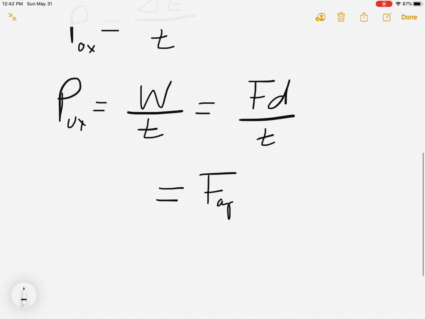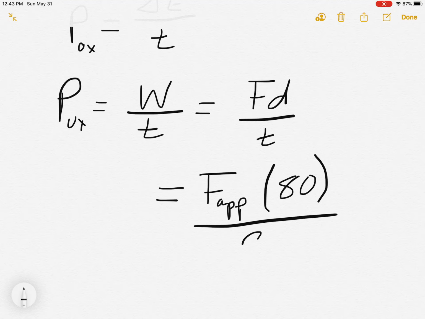So what is the ox doing? Well, he's using that applied force that we talked about, and he's pulling a distance, and his distance is 80 meters for the ox. And the time that he does it in is 90 seconds. So we have this.